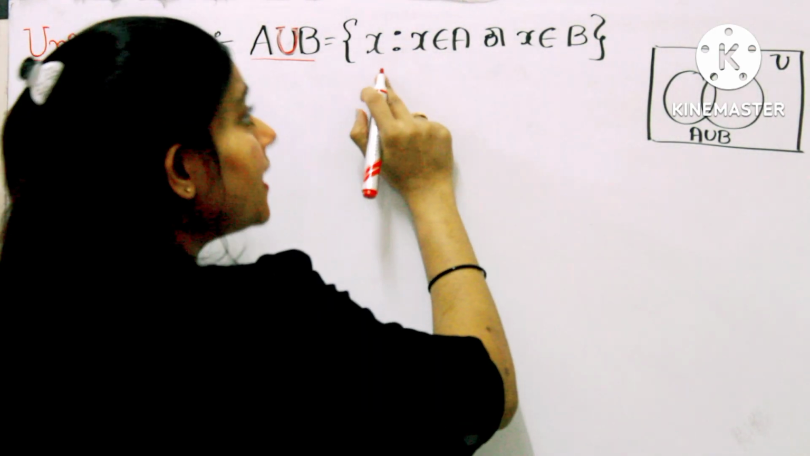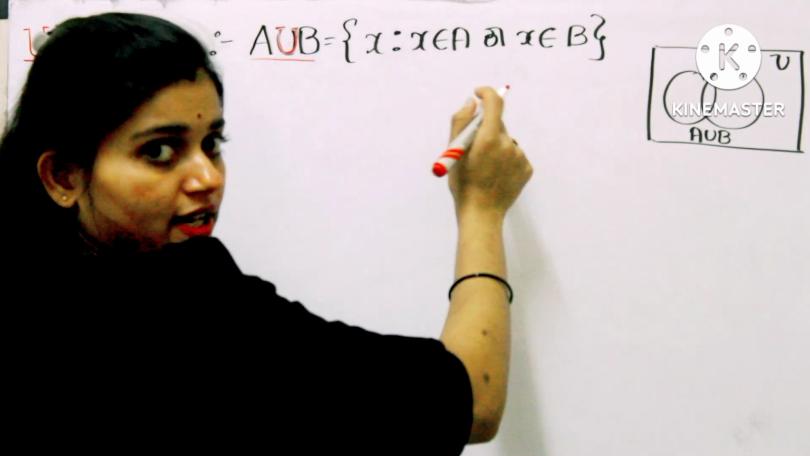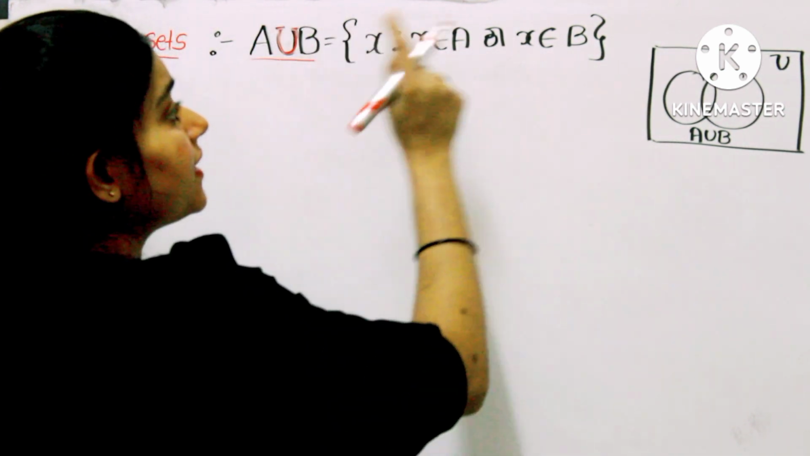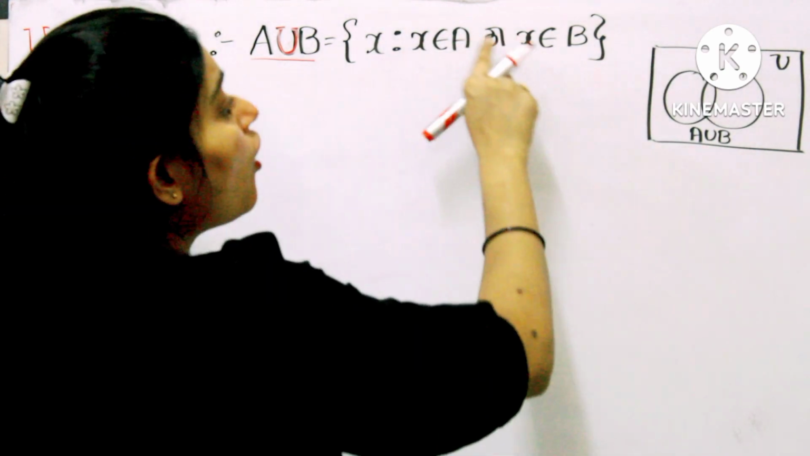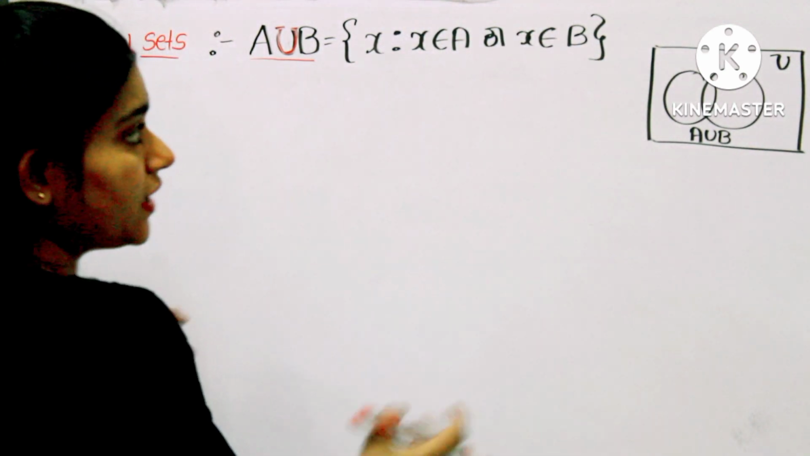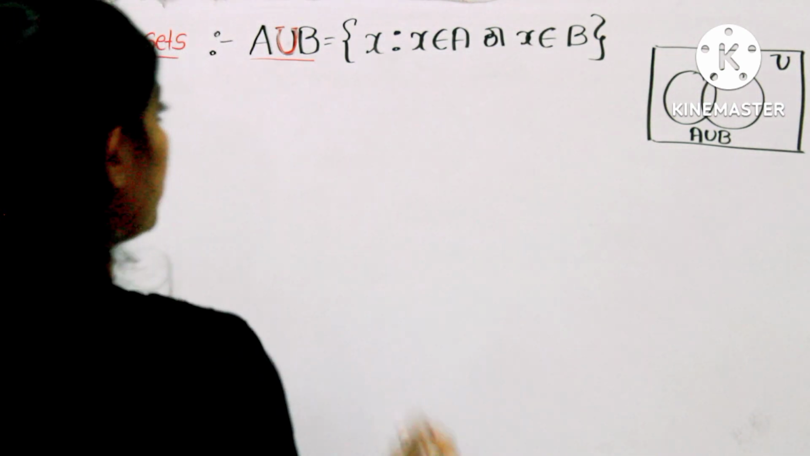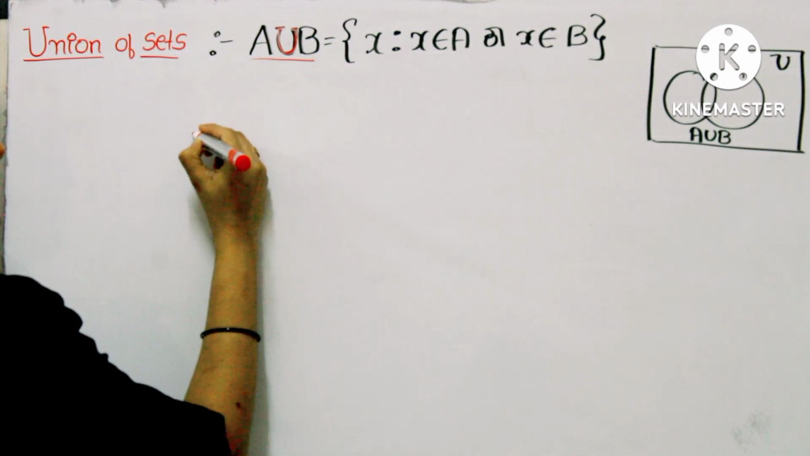The set of all x such that x belongs to A. So what are the elements in A union B? That is, x belongs to A or x belongs to B. You have to write both: x belongs to A as well as x belongs to B. So for example, let's take one example.